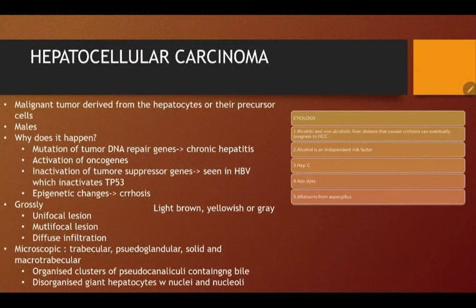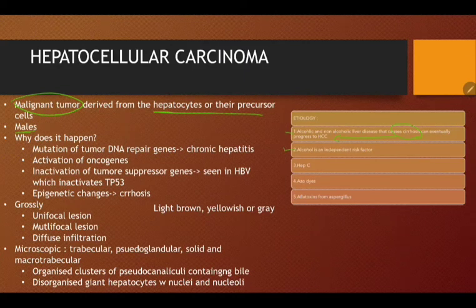Now we're moving on to hepatocellular carcinoma. And finally, what I want to talk about with hepatocellular carcinoma is that it's a malignant tumor which is derived from hepatocytes and any precursor cells. It's more commonly seen in males. This is not an exhaustive list, but it can be caused because of alcoholic and non-alcoholic liver disease, which will lead to cirrhosis and HCC.